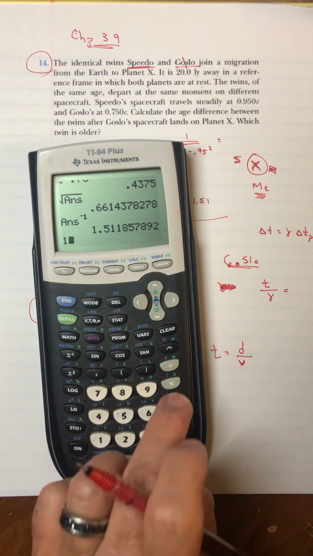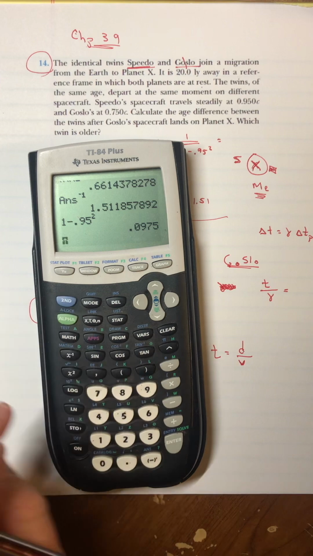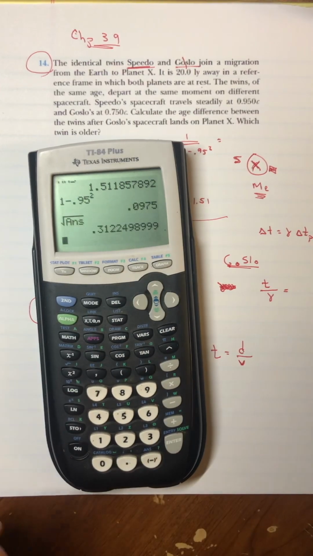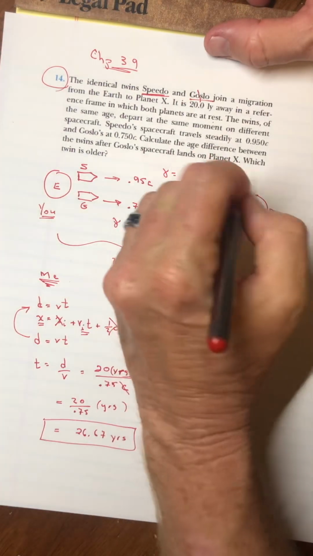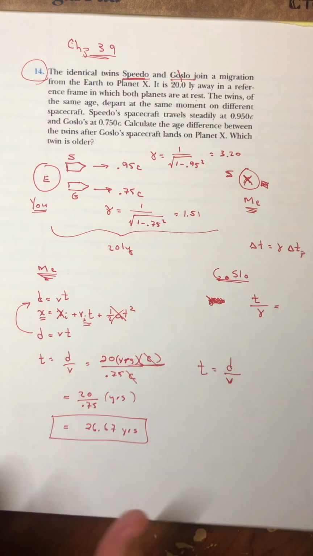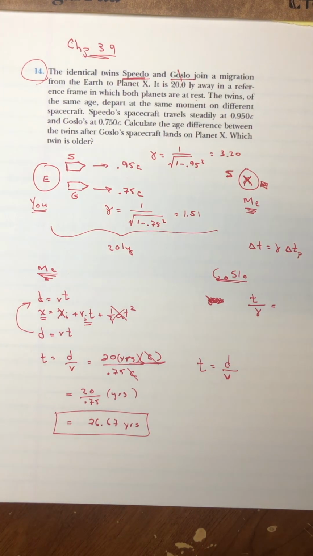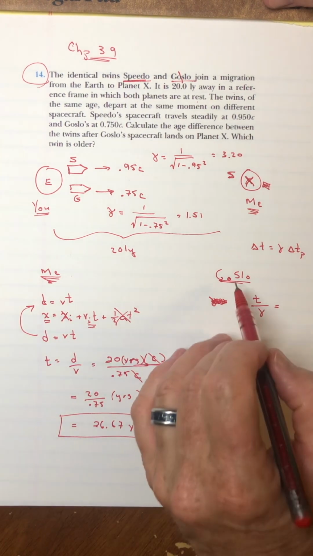And so I'll go 1 minus 0.95 squared. Take the square root of that. Take the reciprocal of that. It looks like 3.20. And so this gamma factor was the one that we kept talking about. It comes into play in terms of length contraction and time dilation and any of our Lorentz transformations. All right, so back to this problem.